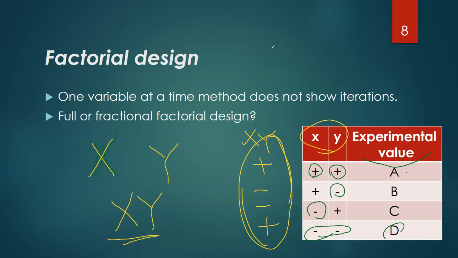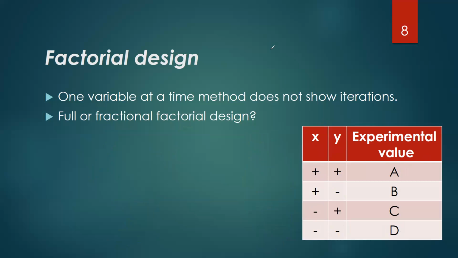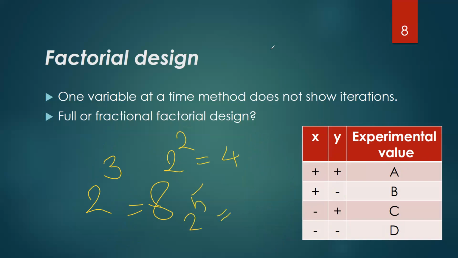Fractional factorial design means that I do not need to do the design in full factorial, because full factorial depends on the number of parameters. For example, if you have 3 parameters, you need to do 8 experiments. If you have 2 parameters, you need to do 4 experiments. And if you have 5 parameters, you have to do 32 experiments. So you see that when the number of parameters increases, the number of experiments you need to do increases as well.